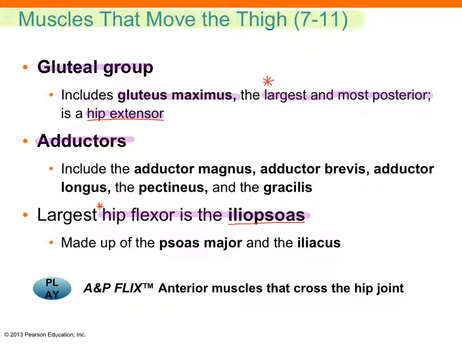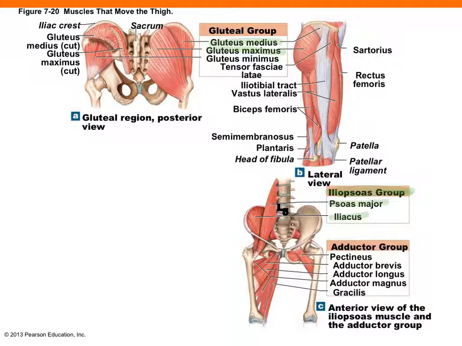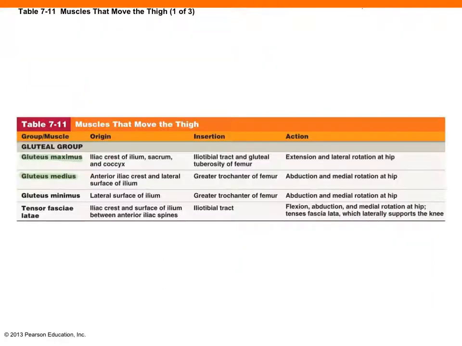The gluteal group includes the gluteus maximus, that's the largest, most posterior muscle, and it's a hip extensor. The adductors are a group of muscles, the adductor magnus, adductor brevis, adductor longus, pectineus, and gracilis. They adduct the leg. And then the largest hip flexor is the iliopsoas. It's the psoas major and the iliacus. Again, this is the image to illustrate where these muscles are. Now, this is a table that describes the muscles with the same format of origin, insertion, and action. Make sure you look and learn the highlighted muscles.